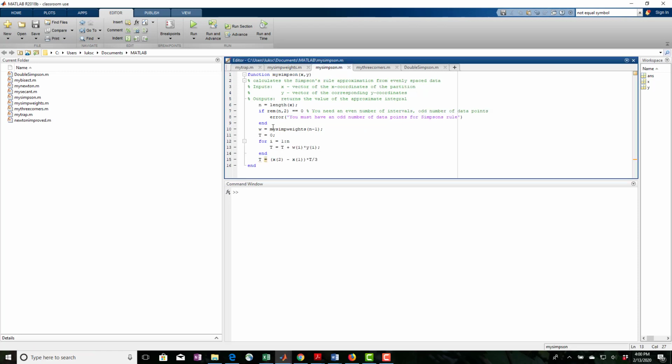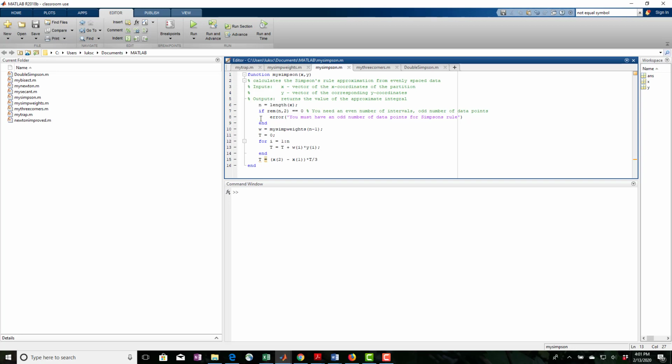Then I've written this code for my_simpson of x and y. For a vector of x's with the corresponding y's, it will return a value of the integral. First it counts the length of x, and then checks to make sure that I have an even number of intervals, which means I need an odd number of data points. If I count the length of x, that's my data points, and I need it to be odd. So if the remainder is 0, it means I'm even, and I've got a problem. My check here is equals 0. Remember, for not equal, it's the squiggle equal sign.